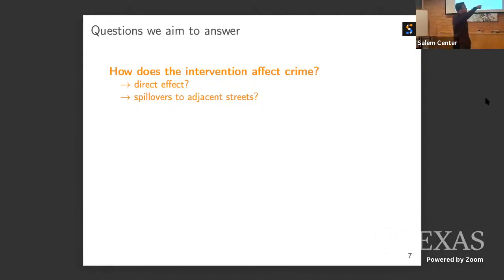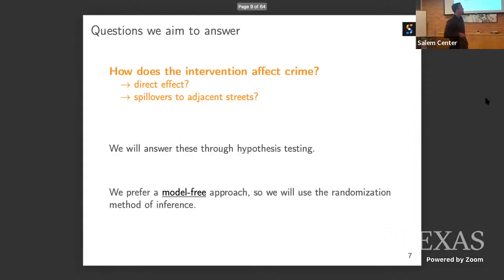Okay, so we'd like to answer both of these, but this talk is largely going to be on the second one. Okay, and since we have a large-scale RCT, we're going to answer these questions through hypothesis testing. Okay, and to be a bit more specific about that, we're going to have a model-free approach. Okay, so we're going to use a randomization method of inference here. Okay, why are we doing that? Well, I'll get into that in a bit more detail. But there are a very small set of assumptions to kind of do this sort of analysis.